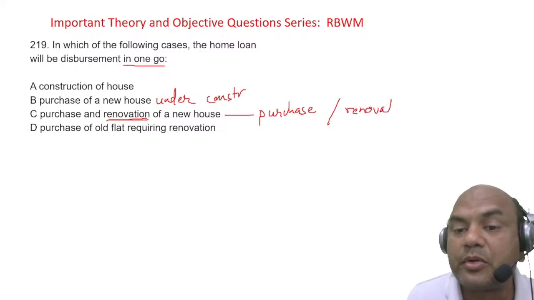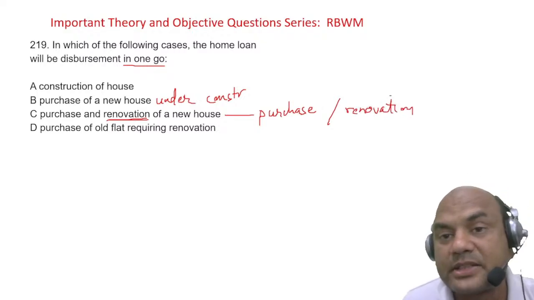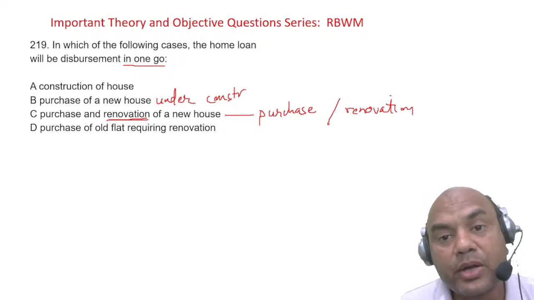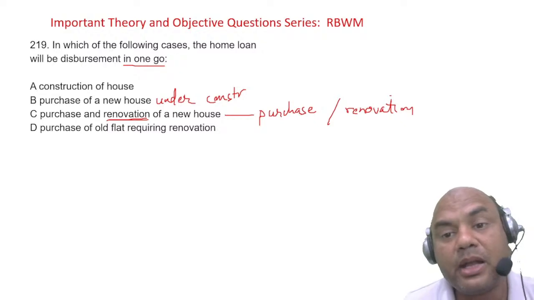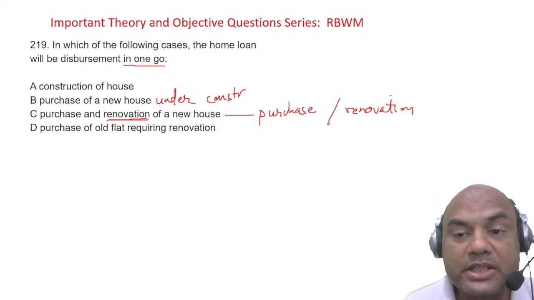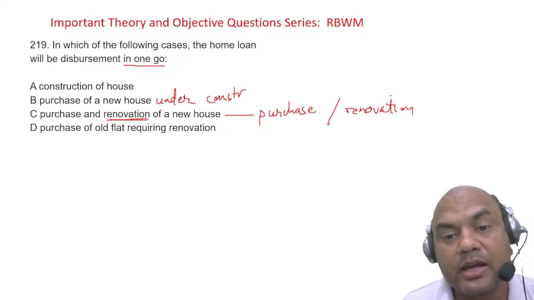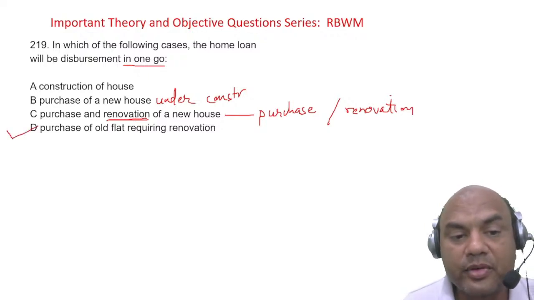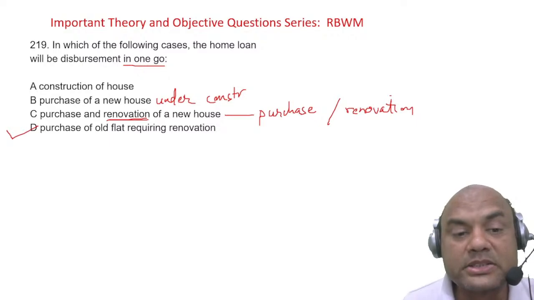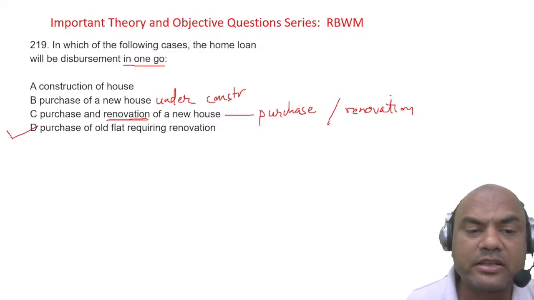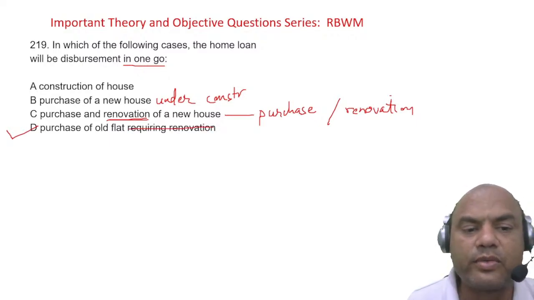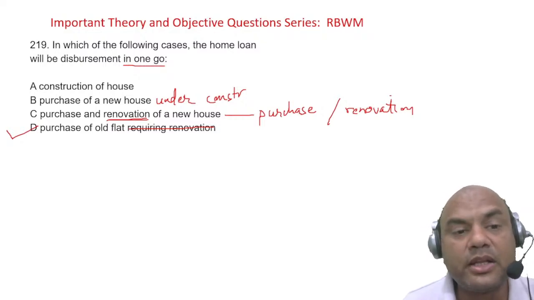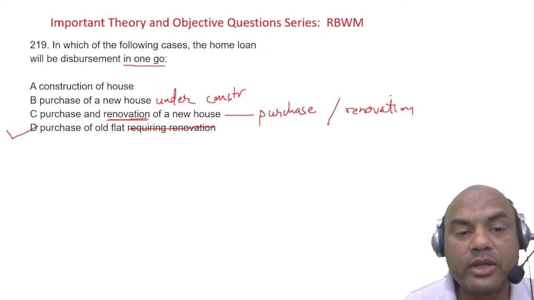Renovation means what? I am doing some POP, making some changes in the flat, putting in a new carpet, painting, that is all renovation. Renovation loans are separate. They have a higher rate of interest. The correct answer is purchase of old flat. So whenever I purchase the old flat requiring renovation, just write this old flat. Whenever I purchase an old flat, in that case only the loan is disbursed in one go.